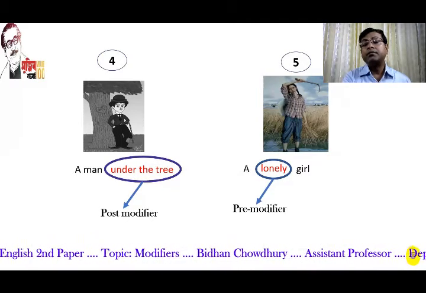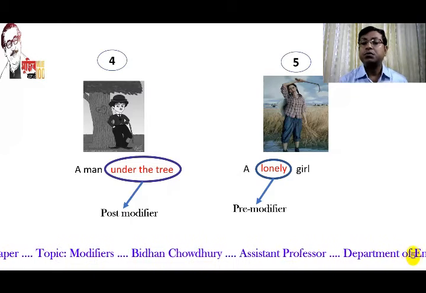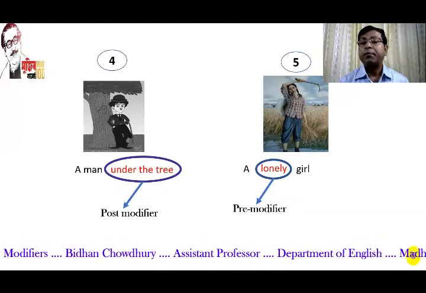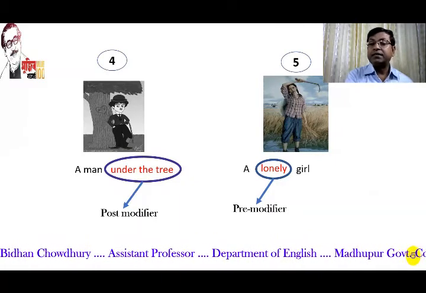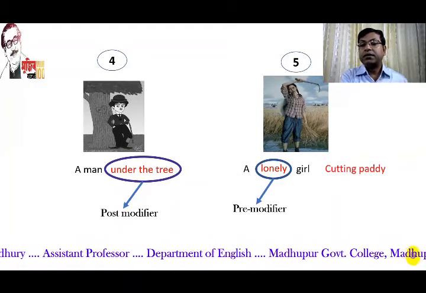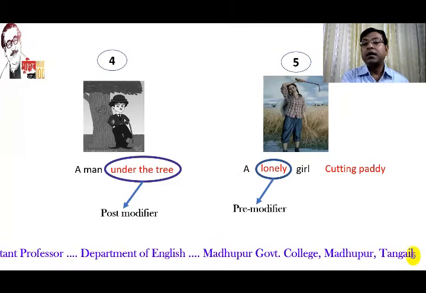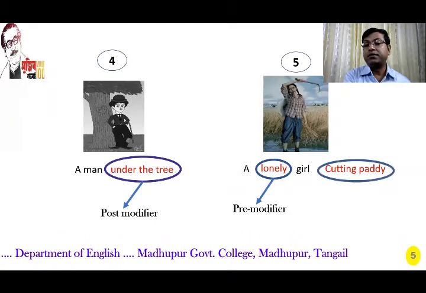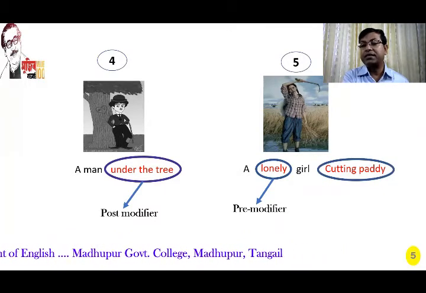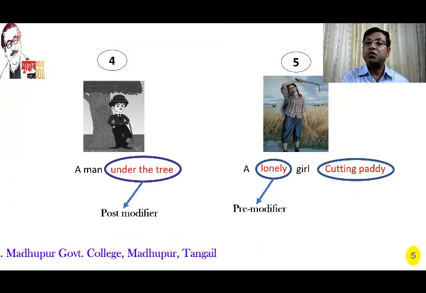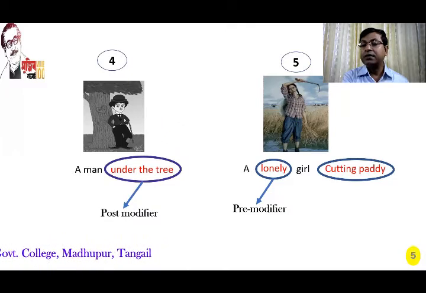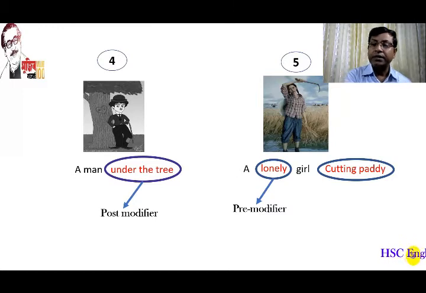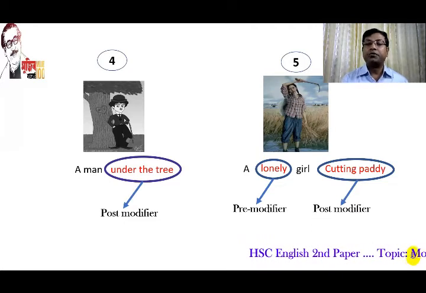And if I ask you to give more information, to give more description about the girl, you can also add the phrase cutting paddy. We can say a lonely girl cutting paddy. And this part, that means this phrase cutting paddy, is also used to describe the noun girl. And cutting paddy appears after the noun. It is also modifying the noun, but it comes after the noun. That is why this group, that means cutting paddy, can be called post-modifier.